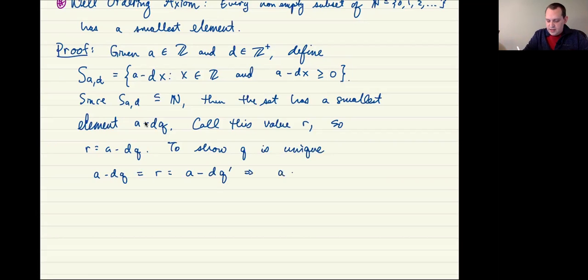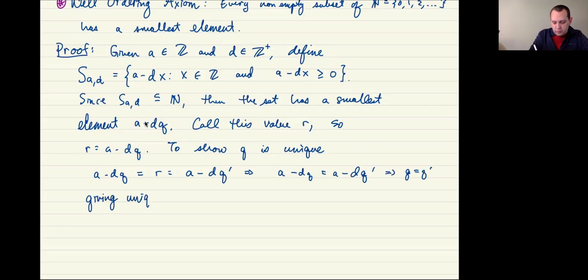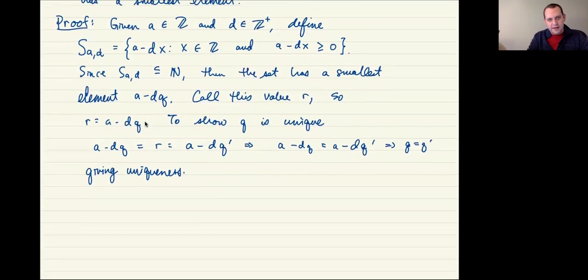This implies that A minus DQ is equal to A minus DQ prime, and then subtract A, divide by negative D. From there, it's a short step that Q is equal to Q prime, giving uniqueness. So that's the proof using the well-ordering axiom.